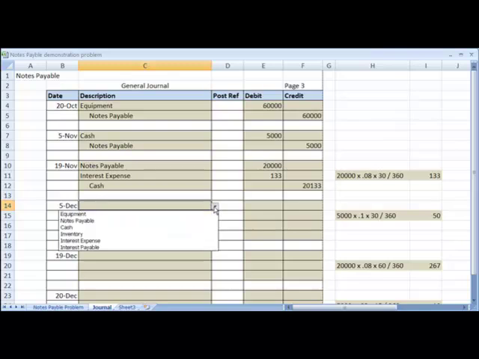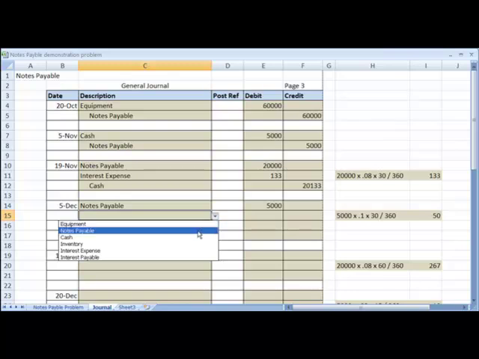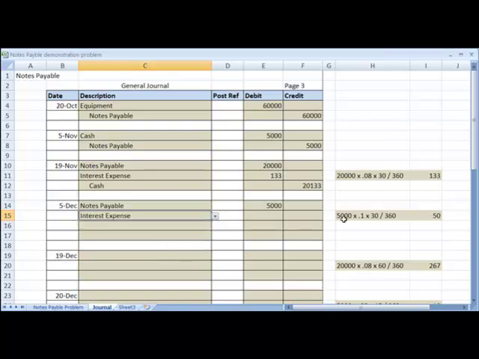And so what we're going to record here is, first of all, we're going to get rid of our notes payable for $5,000, the original note, and then record the interest expense on that particular note. The original note was $5,000, 10%, 30-day, and so the interest on that note is $50. And so then we're going to reissue a new note payable and then pay the interest on the old note in cash. And so the new note is again for $5,000. The cash that we're going to pay is $50.